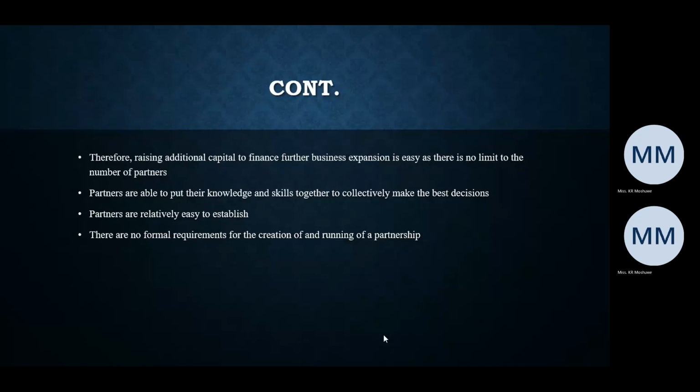Partners are relatively easy to establish. If you have a common goal, you can literally start a partnership with anyone, but make sure it's somebody that you trust, because like I said, we do not want people stealing money from the company. It's relatively easy to establish. There are no formal requirements for creating and running a partnership. All you need is a written agreement from each partner in order for that to take place.